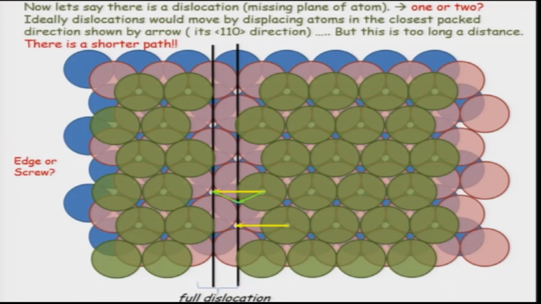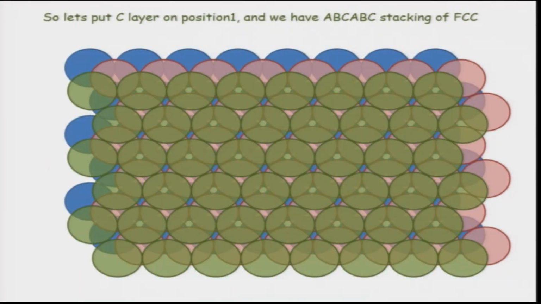Now, let us come back to our ABC layer of FCC. Now, where is our 110 direction? So like I said, these are our 110 directions, and what are these? If you look at just half of it, this will become your Burgers vector. So, ideally these are your Burgers vectors.